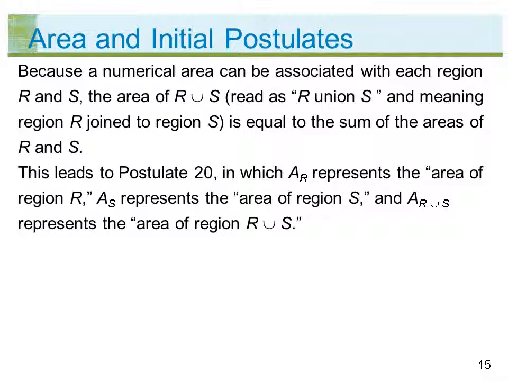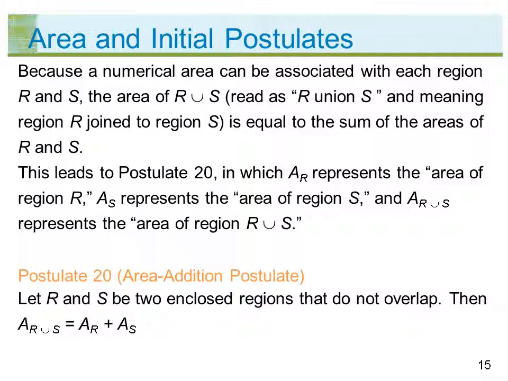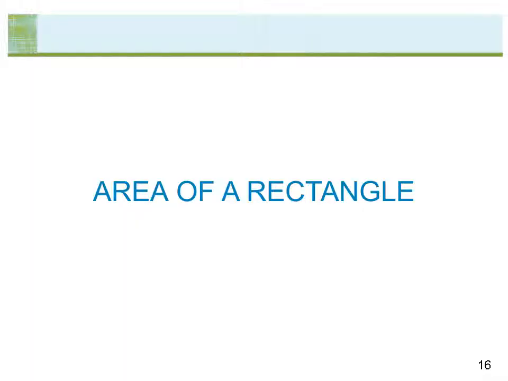Postulate 20, area addition postulate. Let R and S be two enclosed regions that do not overlap. Then, the area of the region R union S equals the area of region R plus the area of region S.